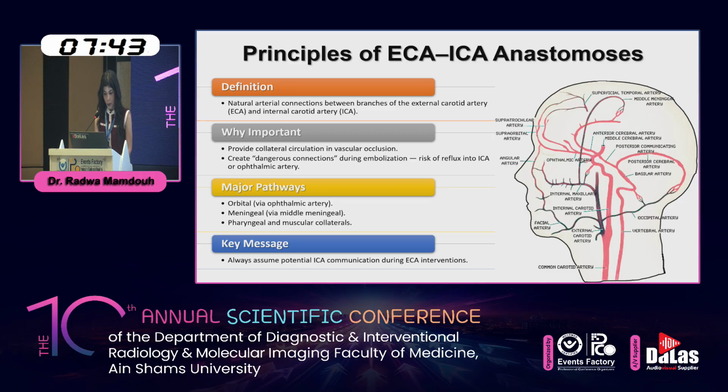Now let's shift to the principles of the ECA and ICA anastomosis. What are these? These are basically natural arterial connections between both of the internal and the external systems, which provide important collaterals in cases of vascular occlusions and strokes, but also create dangerous connections in targeted embolizations.